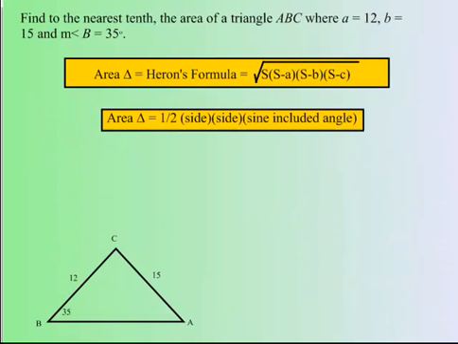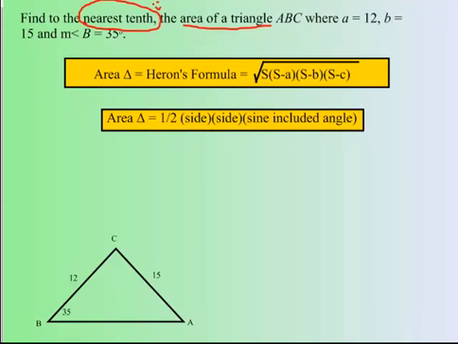All right, find to the nearest tenth the area of triangle ABC, where a is 12, b is 15, and the measure of angle B is 35. Well, the first thing I like is find to the nearest tenth. That makes me happy. That's all calculator work. I don't need to do my unit circle. Area of a triangle? Wait, I thought we were doing law of sines today. All right. So for area of a triangle, I have to bring out my two weapons: Heron's formula and the area of a triangle based on the sine.